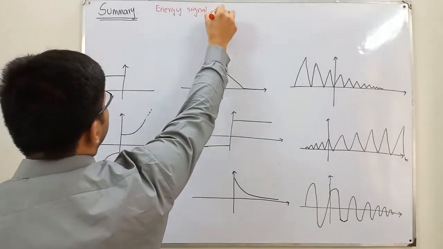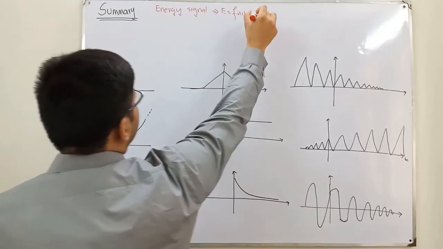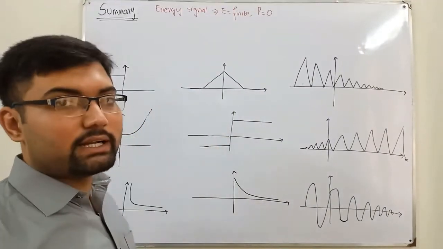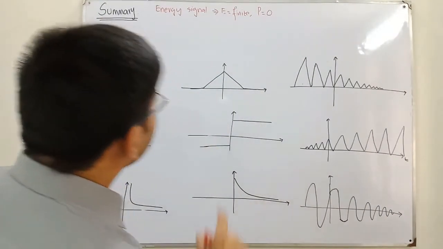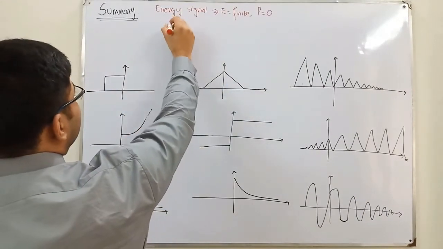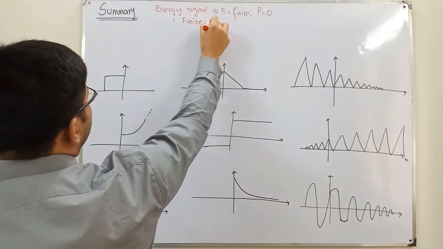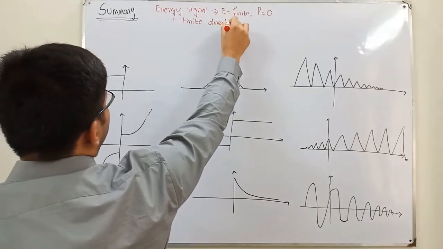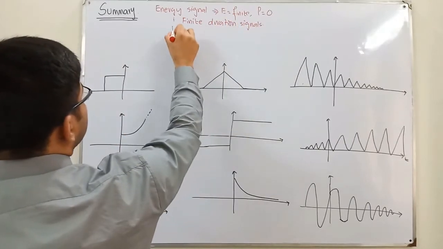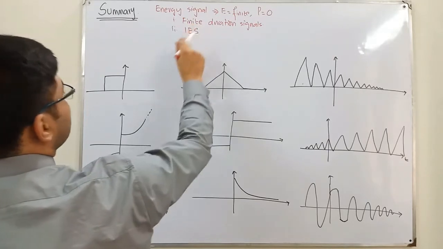you have what? The energy is finite and the power is zero. Fine, energy is finite and power is zero. This is the basic definition. What are energy signals? The first and the most important case is finite duration signals are all energy signals. Finite duration signals. And the second is infinite extension signals, i.e.